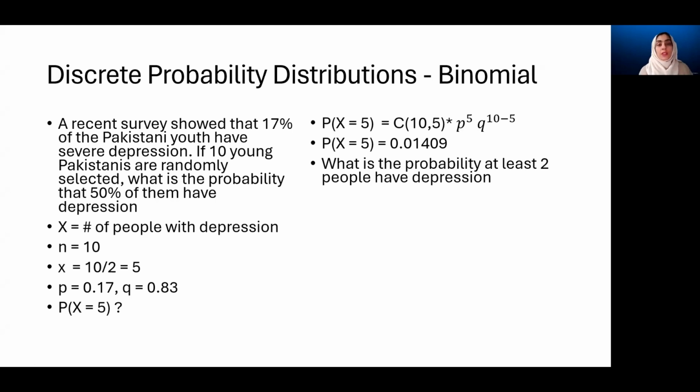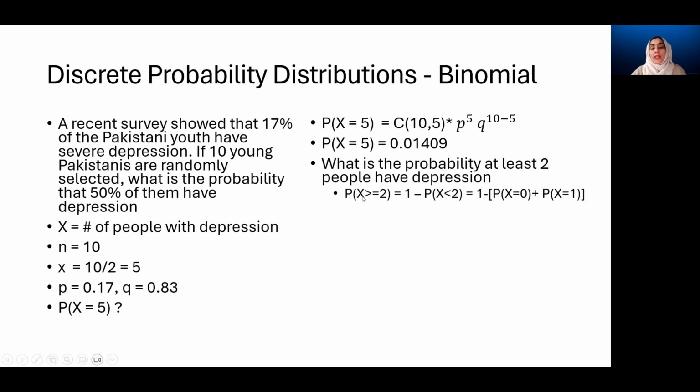Now, this question involves a range of values of the random variable. We need to find the probability of at least 2 people having depression, which means out of 10, it can be 2, 3, 4, 5, 6, 7, 8, 9, and 10. So we need to find the probabilities of all of these distinct values of X. Since this is a discrete random variable, we need to find the probabilities separately for each of these points, and then add them together. But we can make use of the laws of probability to make this calculation a little simpler and quicker.